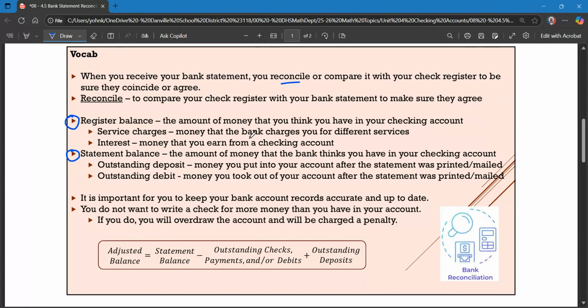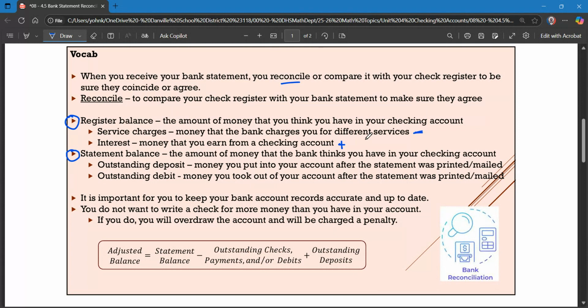Now, things that you won't have thought about are service charges. That's money that the bank charges you for different services. That's money that gets subtracted from your account. You also have to think about interest. This is money that you earn from a checking account. So that's money that you're going to get, so that's added in.